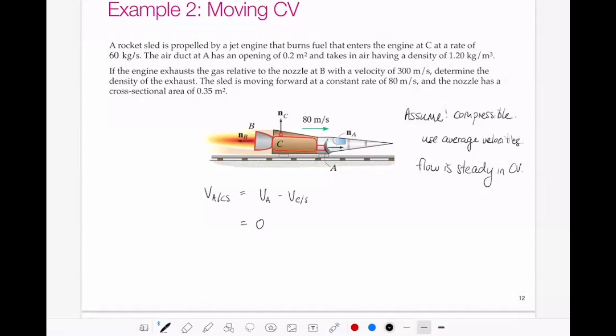So then all we have left is the velocity of our control surface. Let me get rid of this slash so it's not confusing. And the velocity of our control surface is equal to 80 meters per second. So then the velocity of the fluid flow at A with respect to our control surface is negative 80 meters per second.